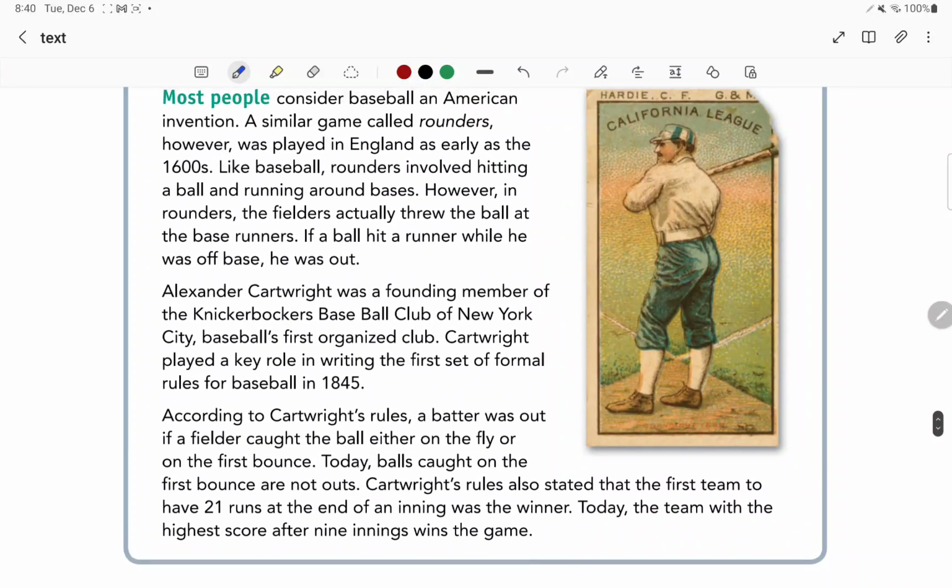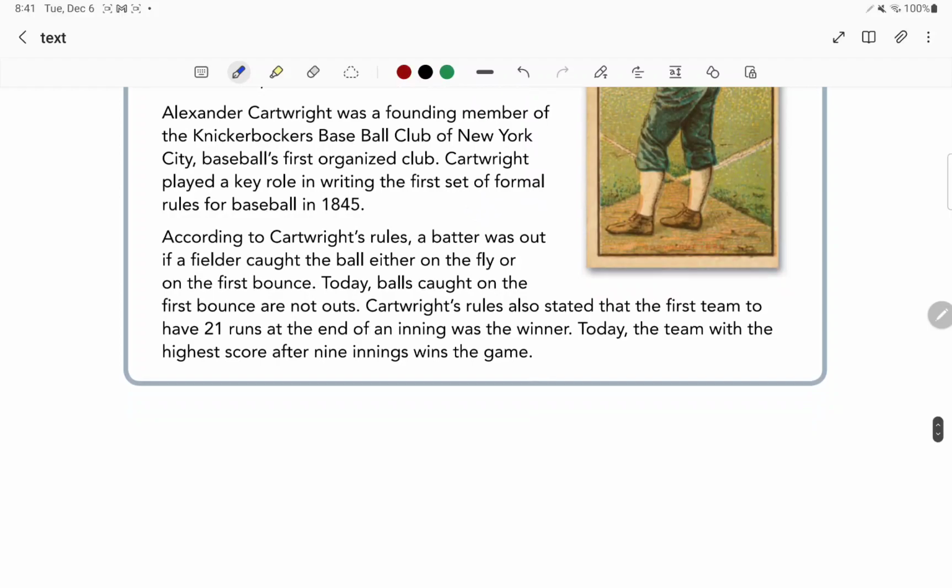When men were men and women were women, and they weren't crying when they got hit in the face with a baseball. Alexander Cartwright was a founding member of the Knickerbockers Baseball Club of New York City, baseball's first organized club. Cartwright played a key role in writing the first set of formal rules for baseball in 1845. According to Cartwright's rules, a batter was out if a fielder caught the ball either on the fly or on the first bounce. Today, balls caught on the first bounce are not out.